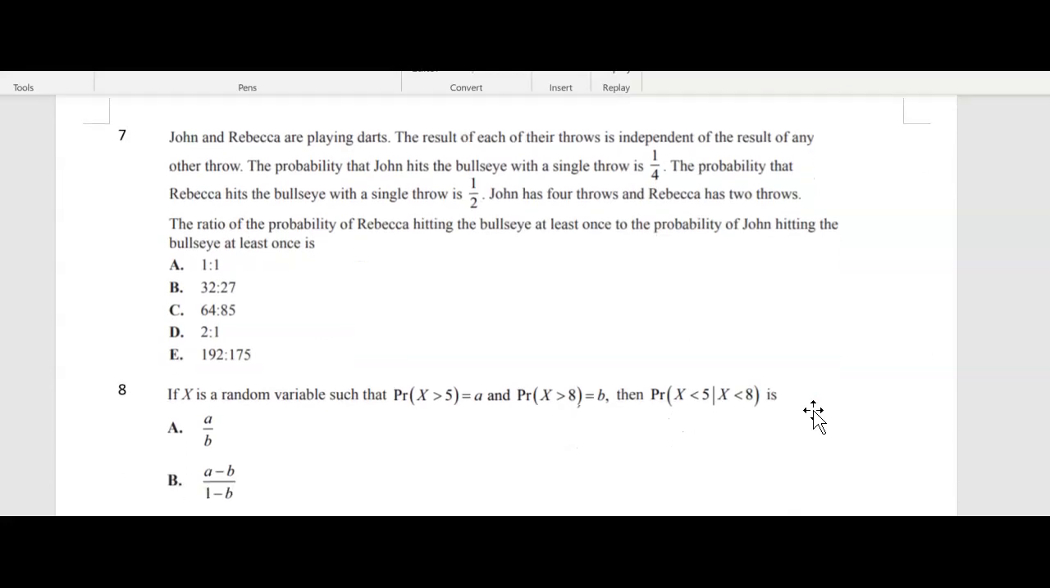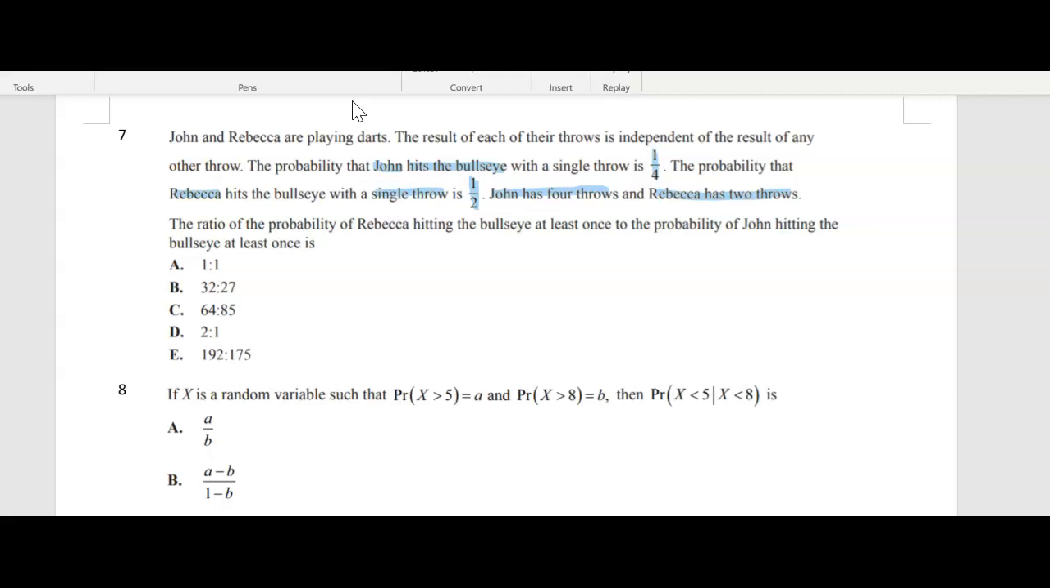All right, moving on to question 7, another probability question. John and Rebecca are playing darts. The result of each of their throws is independent of the result of any other throw. The probability that John hits the bullseye with a single throw is 1/4. So let's just highlight that. The probability that Rebecca hits the bullseye with a single throw is 1/2. John has 4 throws and Rebecca has 2 throws.